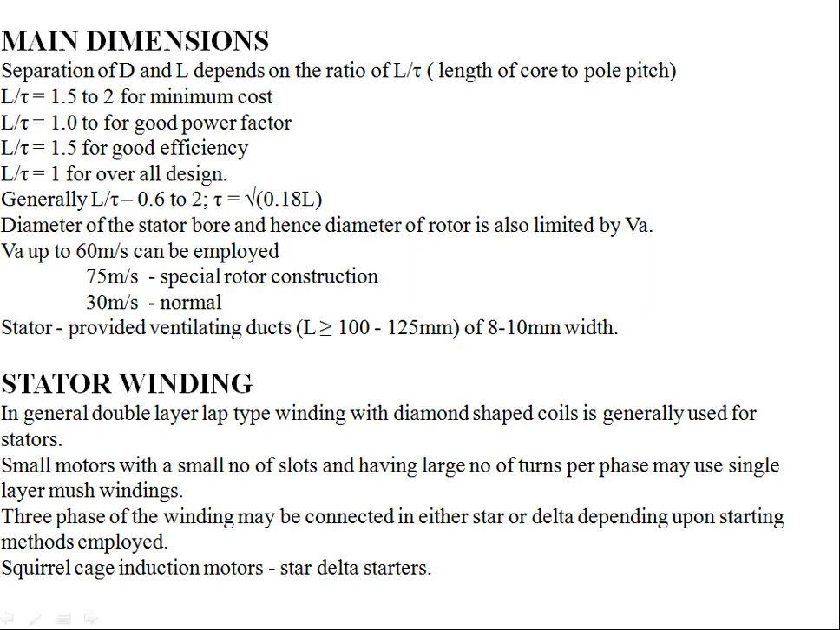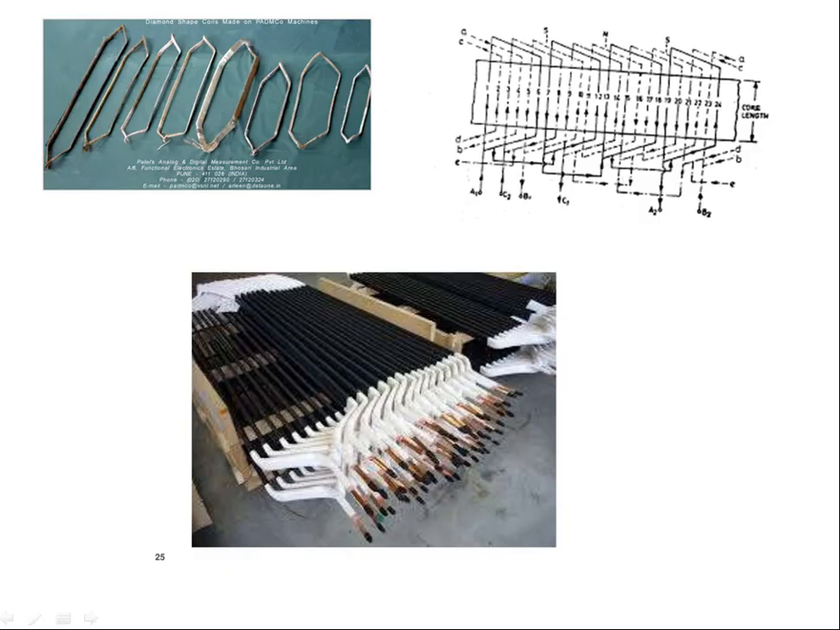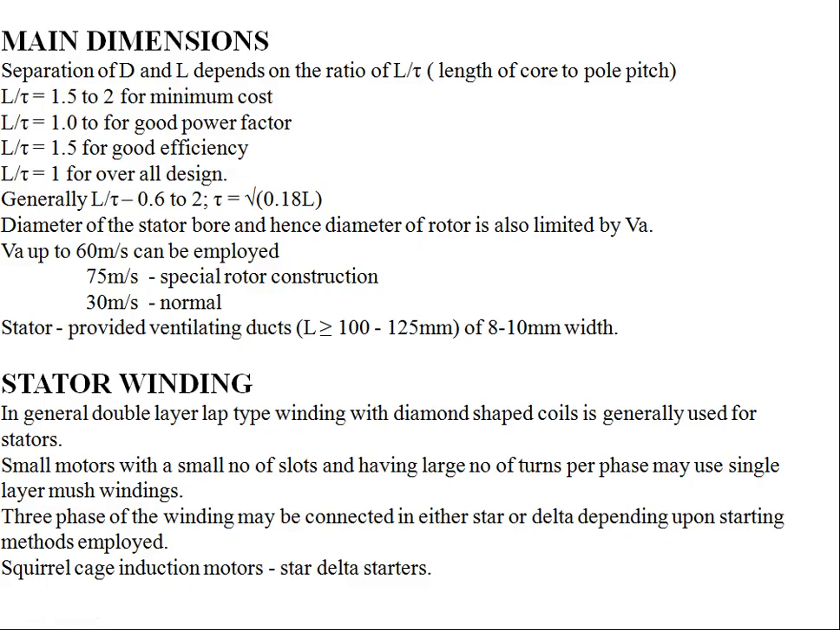In general, it is a double layer lap type winding. In some sources it is lap and wave both that they have given. But going through the majority of the sources, lap is used, so that is what is given. So lap type winding with diamond shaped coils is used for the stators.